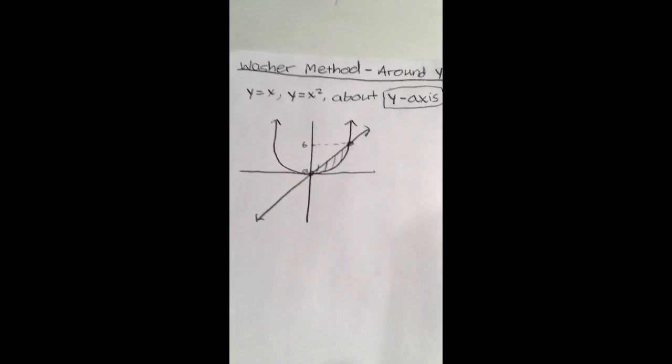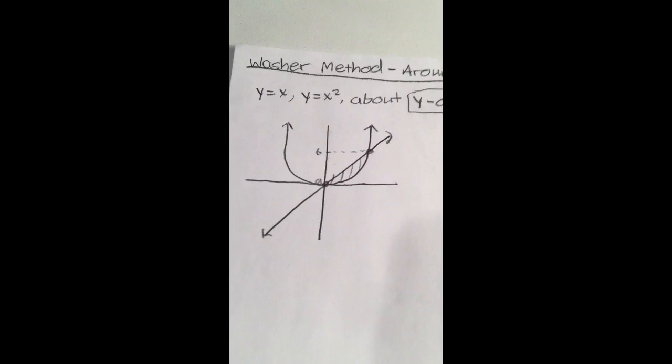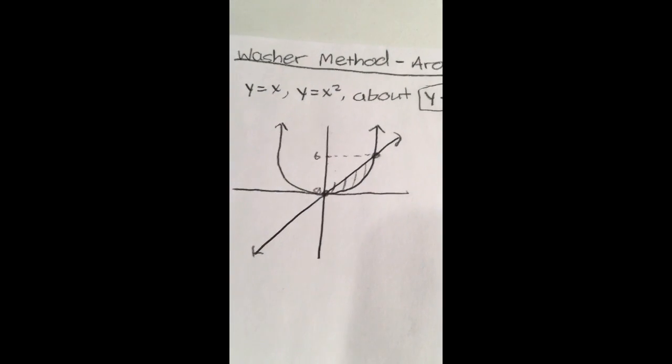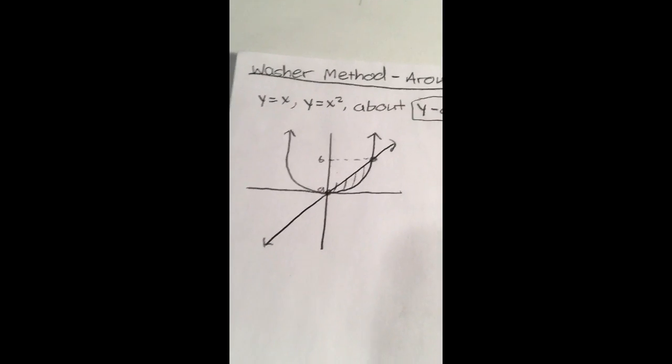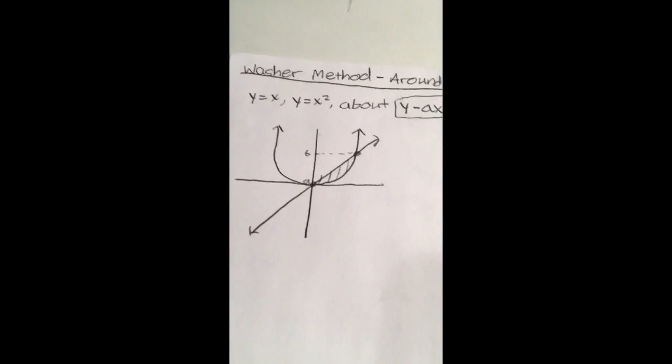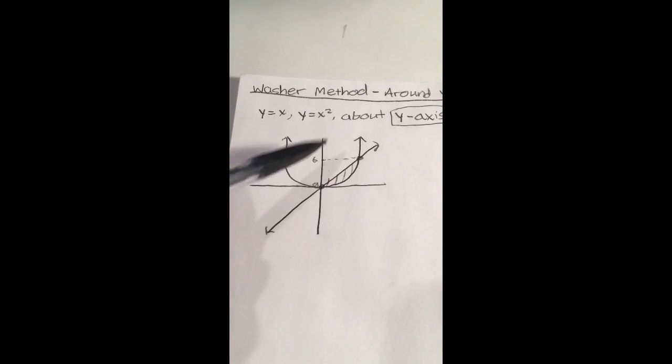Now we're going to talk about the washer method when you're rotating around the y-axis. There's a few key differences when you're doing this, and the first one I want you to notice is that A and B are on the y-axis now instead of the x-axis. That's because when you rotate around the y-axis like this, the cross sections of the circles are going up and down instead of left and right.